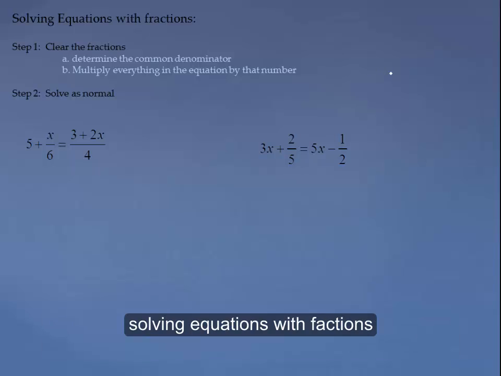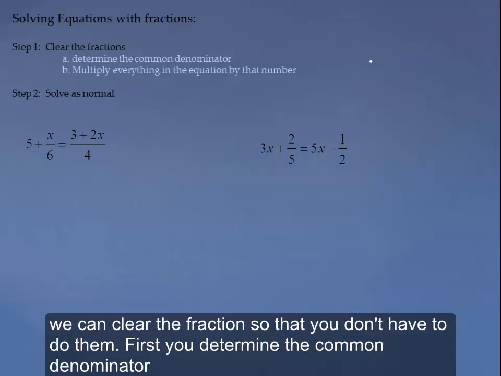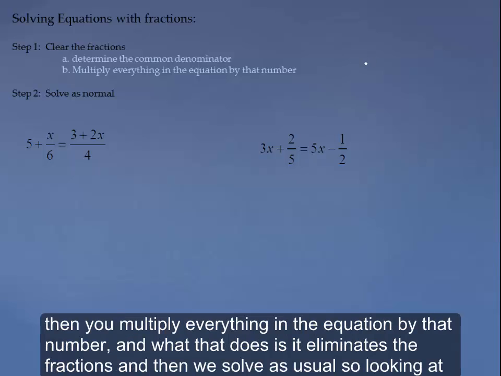Okay. Solving equations with fractions. We can clear the fractions so that you don't have to do them. First, you determine the common denominator. Then you multiply everything in the equation by that number. And what that does is it eliminates the fractions. And then we solve as usual.